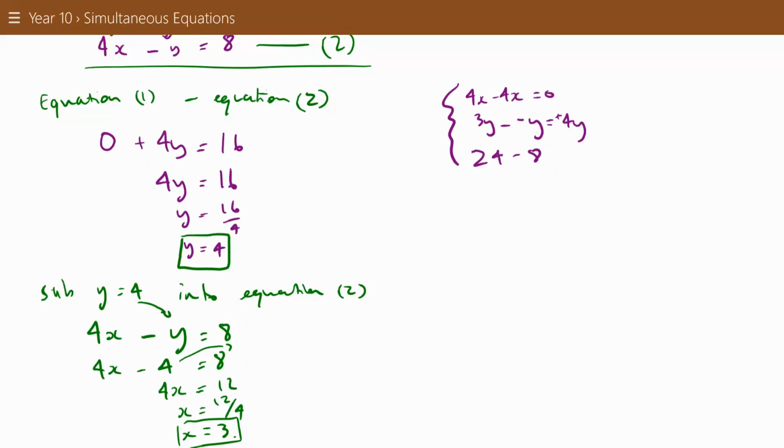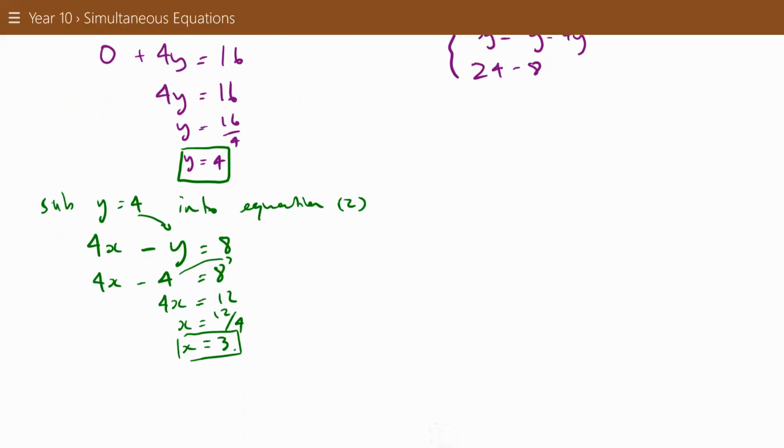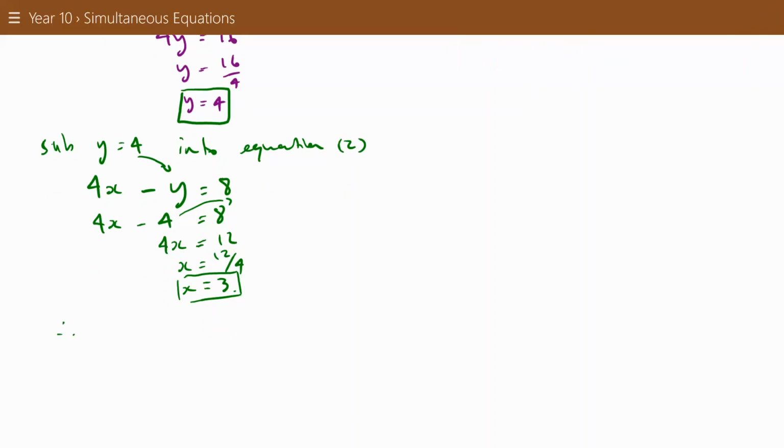So you can see here I have got an x coordinate 3 and a y coordinate 4. So when you graph these lines, they would intersect at x equals 3, y equals 4. Therefore, the simultaneous solution is 3, 4, or you could write x equals 3, y equals 4.